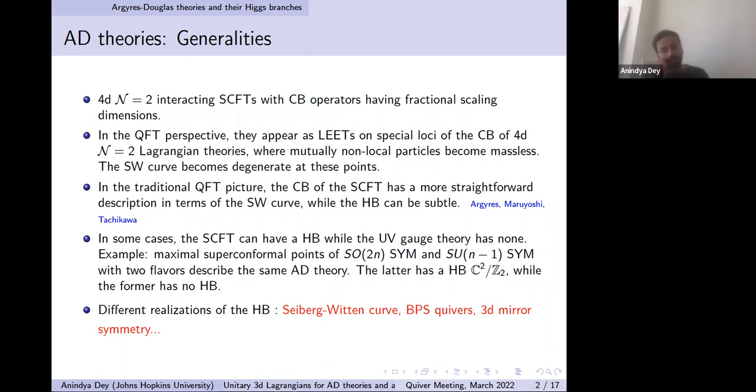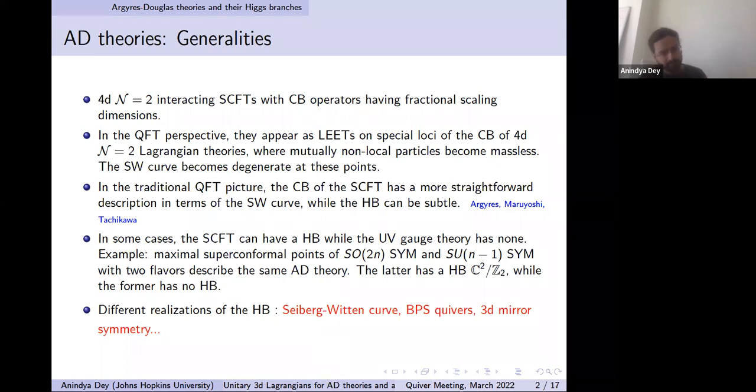Now, from this QFT perspective, Argyres-Douglas theories appear as low energy effective field theories on certain special loci of the Coulomb branch of 4D N=2 Lagrangian theories, where certain mutually non-local particles become massless. And you can also read this off from the Seiberg-Witten curve by looking for points at which the curve becomes degenerate.